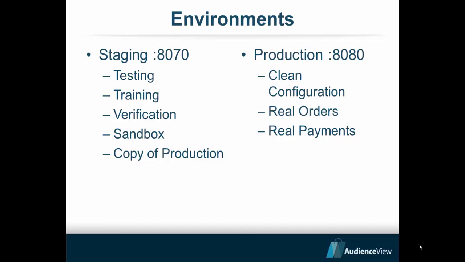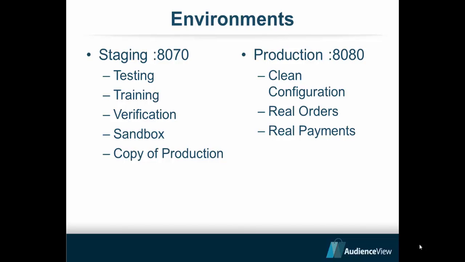Then you have access to 2 environments. These environments are your staging environments through the port 8070. Through this environment, you have access to, it's a training environment. It's a testing environment. It's a verification environment. It's a sandbox, really. It's an area that you can go in and test and play around with and get to know it. It's a copy of the production environment, so it's a place that is kept fairly up to date. Now, the production environment, on the other hand, your port 8080 environment, is your real environment.